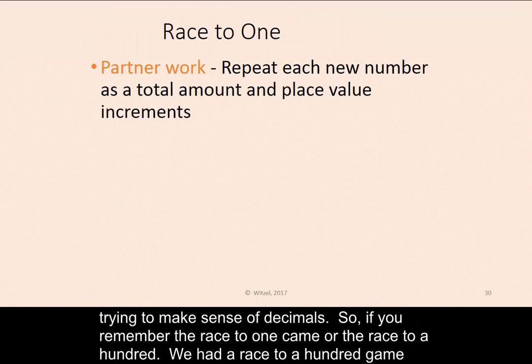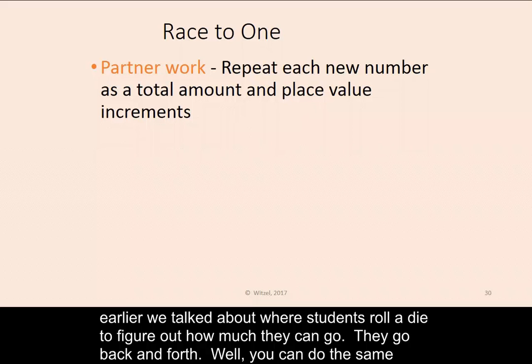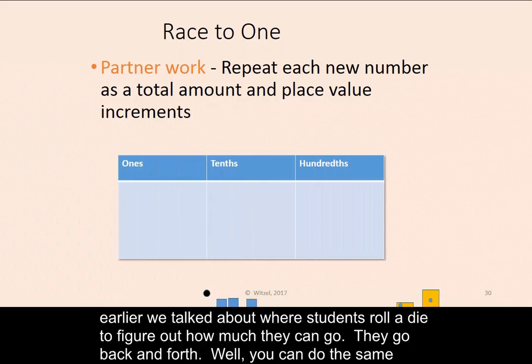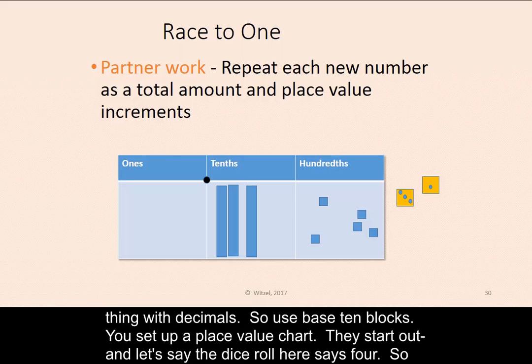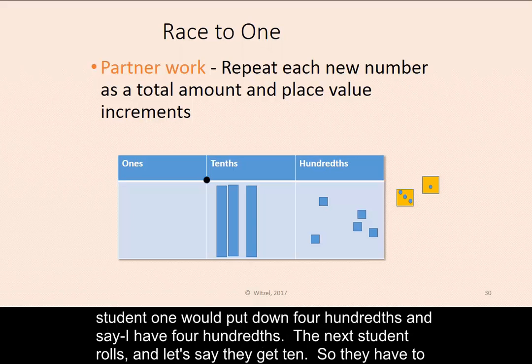So if you remember the race to 1 game or a race to 100, we had a race to 100 game earlier we talked about, where students roll a die to figure out how much they can go, and they go back and forth. Well, you can do the same thing with decimals. So use base 10 blocks, you set up a place value chart. They start out, and let's say like this, the dice roll here says 4. So student 1 would put down 4 hundredths and say, I have 4 hundredths.